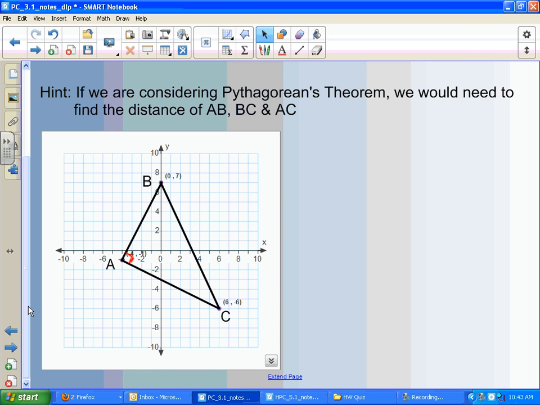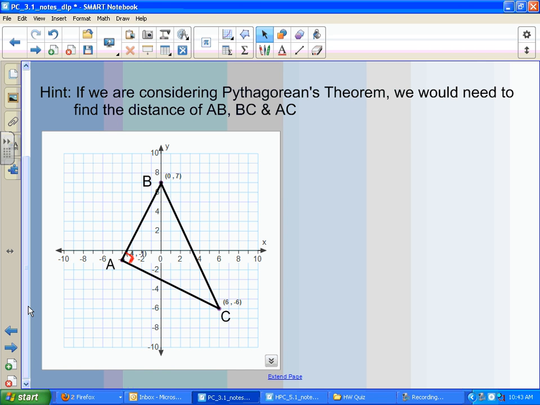Yep, slope. How would I use slope to prove that this is a right triangle? Any brainstorms? Yeah, if they're perpendicular. And how do we prove that 2 lines are perpendicular? You're on a roll. Anyone want to help him? Two lines are perpendicular if their slopes are what of each other? Not just reciprocals. Negative or opposite reciprocals.